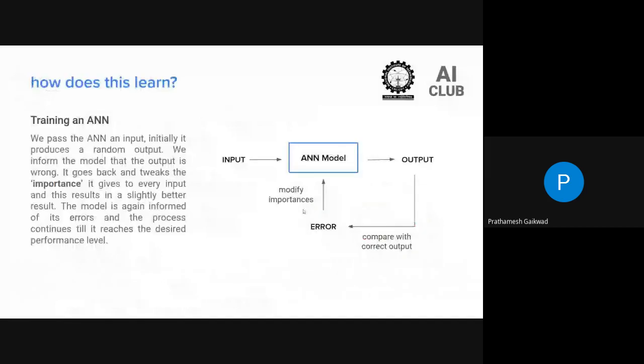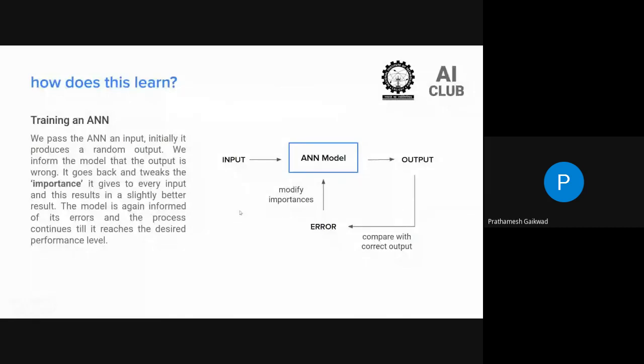So how does this learn? In training an ANN, an artificial neural network, we pass the ANN the input. Initially, it produces a random output. We inform the model that the output is wrong by calculating loss and then backpropagating. Then it goes back and tweaks the importance, meaning weights, that it gives to every input, and this results in slightly better results during the next iteration, and the model is again informed of its errors, and the process continues until it reaches the desired performance level.